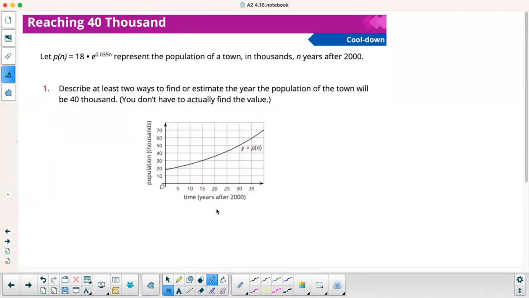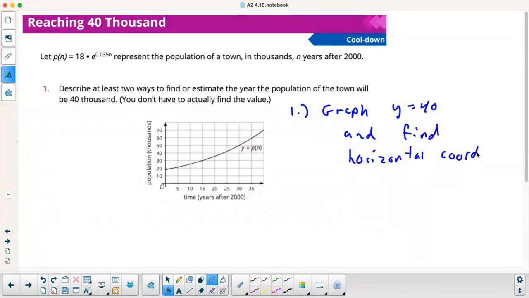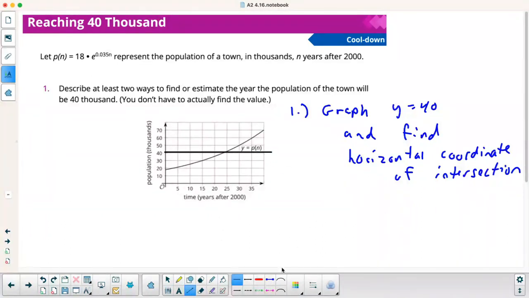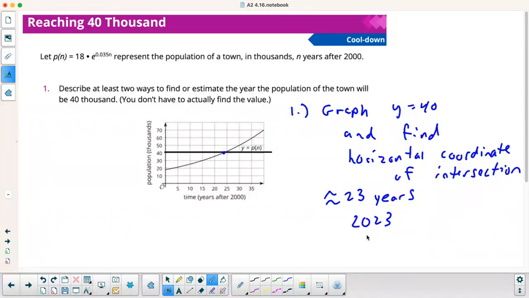So 2 ways. One way would be graph y equals 40,000. Or really y equals 40 because it's in thousands. And find the horizontal coordinate of the intersection. So if I graph that, it looks like they're going to intersect right there. It looks like probably about 23 years since 2000. So 2023 would probably be about when it is.